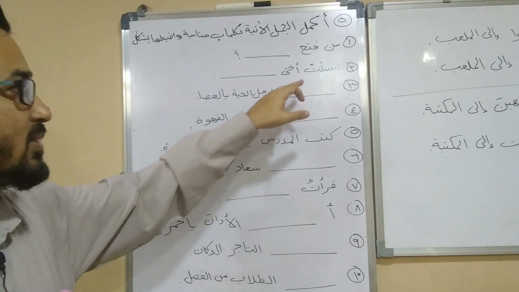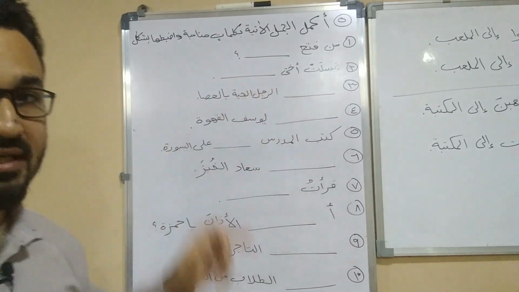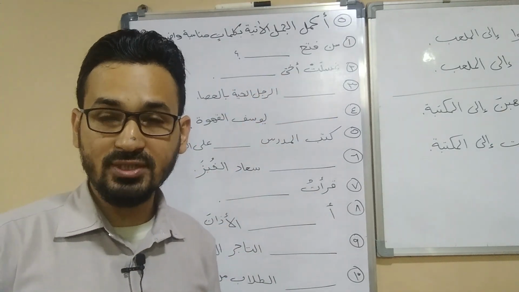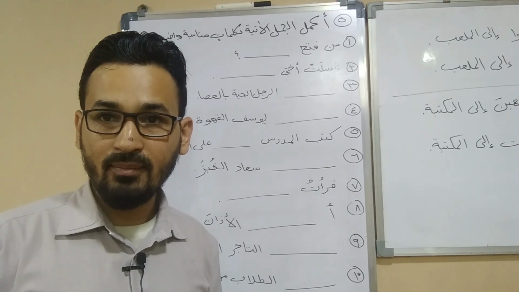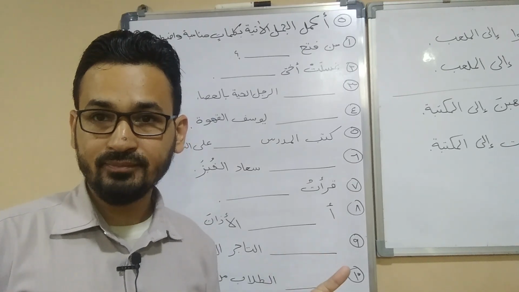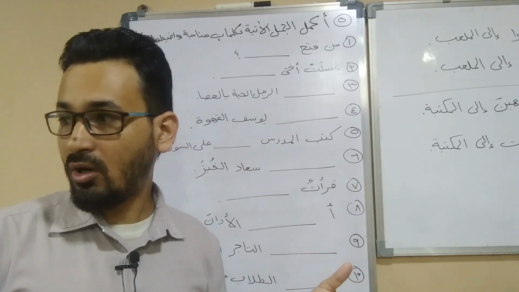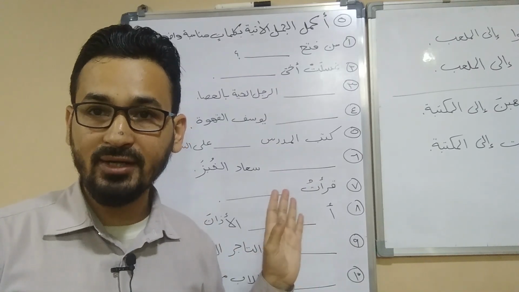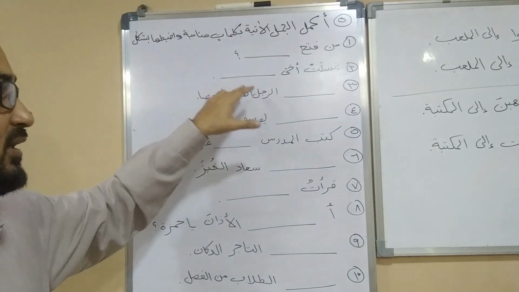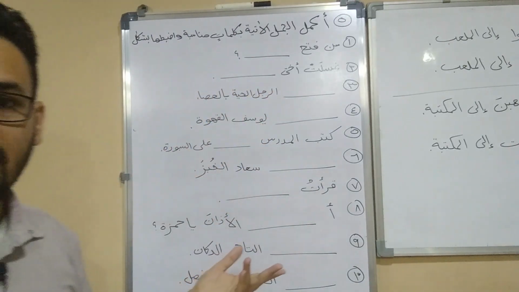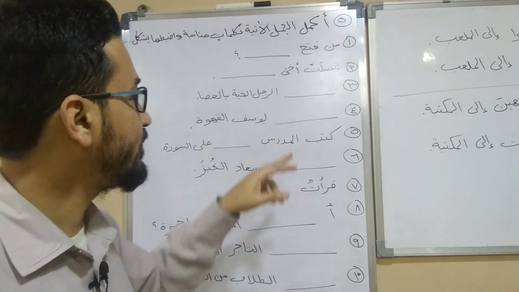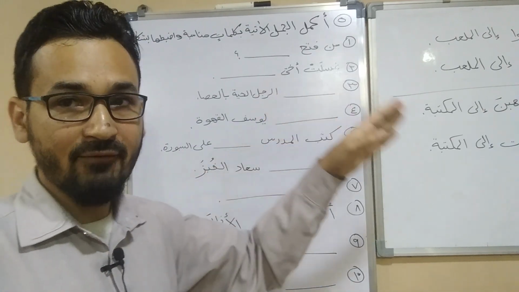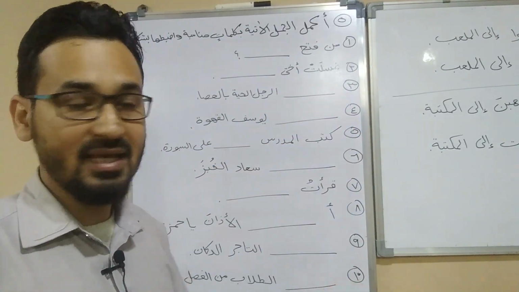Number 2, ghasalat ukhti, my sister washed what? My sister washed the clothes, or some vessels. Whatever you wanted to write, you have to write here. Ghasalat ukhti al mindil. Also you can write mindil, as we have read in our previous lesson.